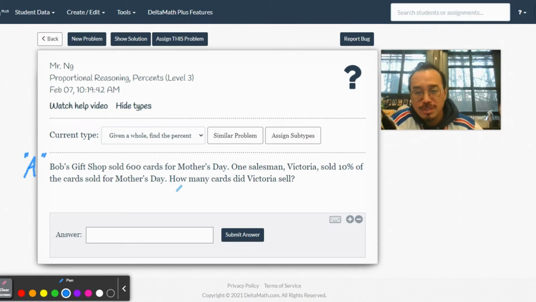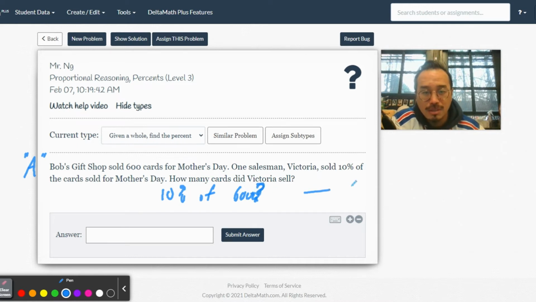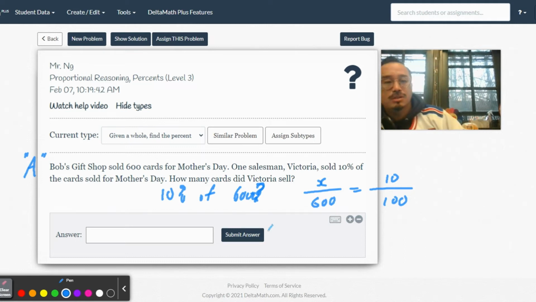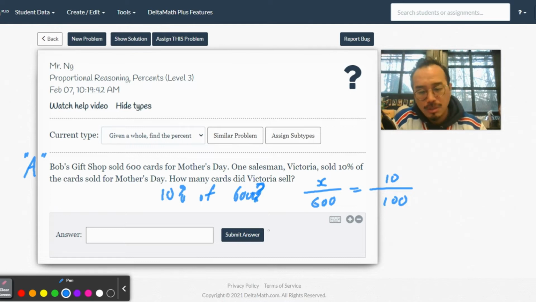Now let's see. 10% of 600. So I'll write it out as 10% of 600, and I'll make that a question mark instead. So the proportion looks something like this: what is 10 percent out of 600. And then you can use your calculator and solve for it. That's what I'm going to do also.